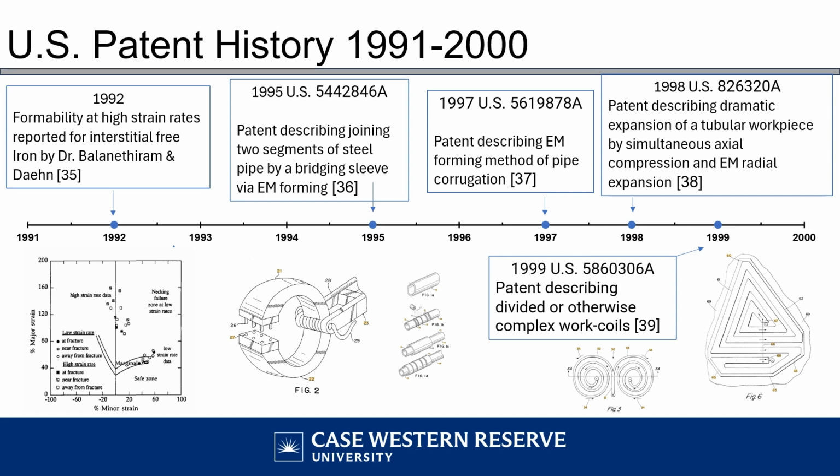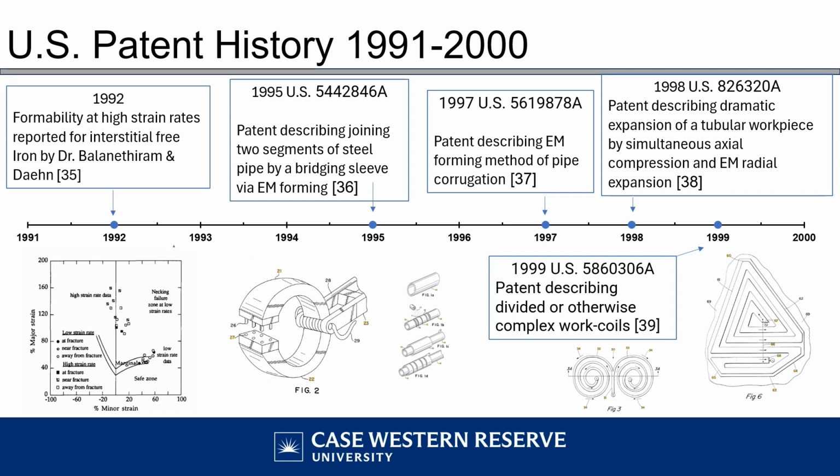During the 80s and 90s, academic literature was developed by multiple authors describing the effects of high-speed forming on ductility and formability. The particular example I have shown here is from Dr. Dane's 1992 paper on the effects of strain rate on forming limits of interstitial free iron.